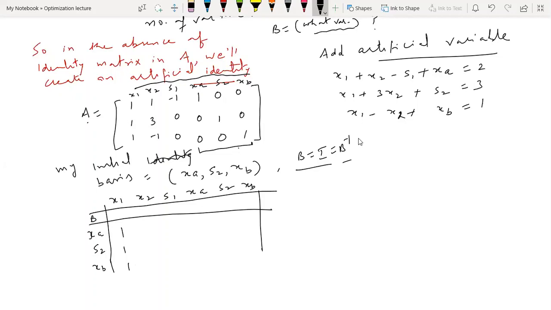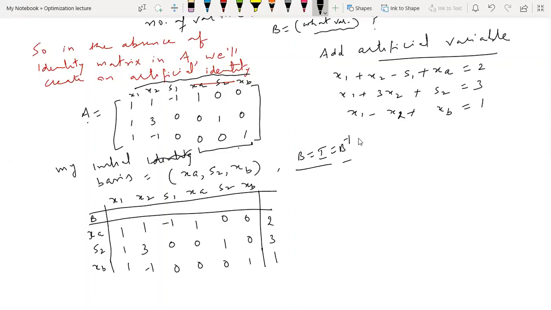So my second column will be as it is, because when I multiply B inverse by A2, it will be the same thing, 1, 3, minus 1. Similarly, my third column will be the same. My fourth column will be 1, 0, 0, 0, 1, 0, 0, 0, 1. And the right hand side is 2, 3, 1. Okay, so I have created a so-called basic feasible solution with the help of artificial variables.